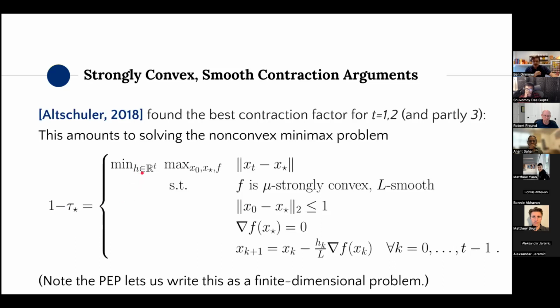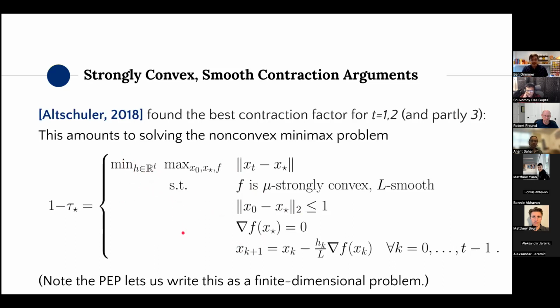This is a finite problem. If you set t equal 2, the outer minimization is 2-dimensional, and the inner problem, you can write it down as an SDP in the same PEP way. So it's a finite problem, a gnarly minimax problem, but a finite one. And you could work it out and get the best pattern for some t.